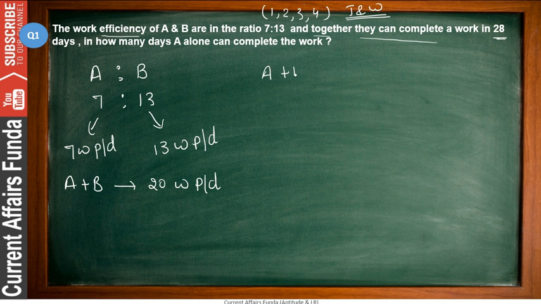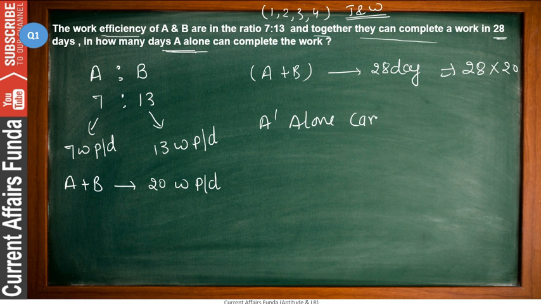That means if A plus B work for 28 days, the total work done by the two is 28 into 20. The question is asking in how many days A alone can complete the work. A alone can complete the work in 28 into 20, that is the total work, divided by the efficiency of A, which is 7. Dividing by 7, 28 by 7 is 4 times, and 4 into 20 is 80 days. So A alone will take 80 days.